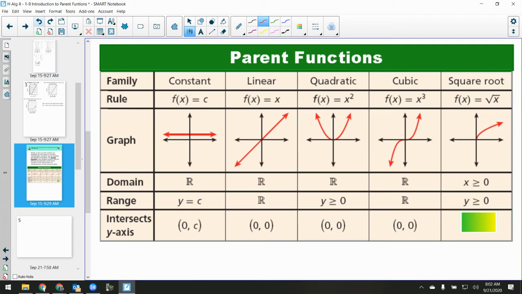Okay? And this one actually also runs through 0, 0. It's interesting that all of those run through the origin point. The reason being is there's no transformation that had happened yet. Now, I'm not saying that all parent functions will run through the origin point. I'm just saying these particular ones will all run through the origin point.